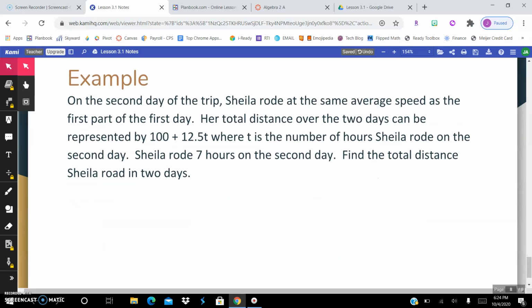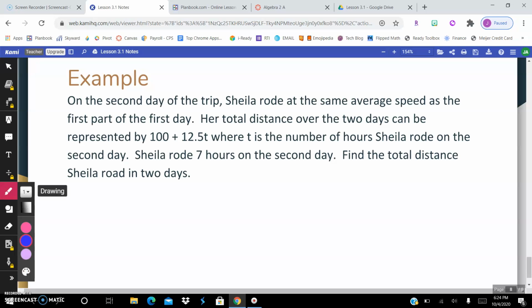Our last example here is on the second day of her trip, Sheila rode at the same average speed as the first part of the first day. Her total distance over the 2 days can be represented by 100 plus 12.5t, where t is the number of hours Sheila rode on the second day. Sheila rode 7 hours on the second day, so find the total distance Sheila rode in 2 days. So we're going to have to plug in 7 for that t, because it told us t was the number of hours, and then it told us she was riding for 7 hours.